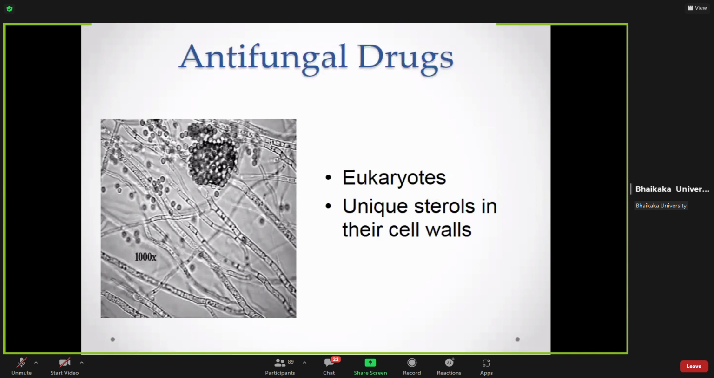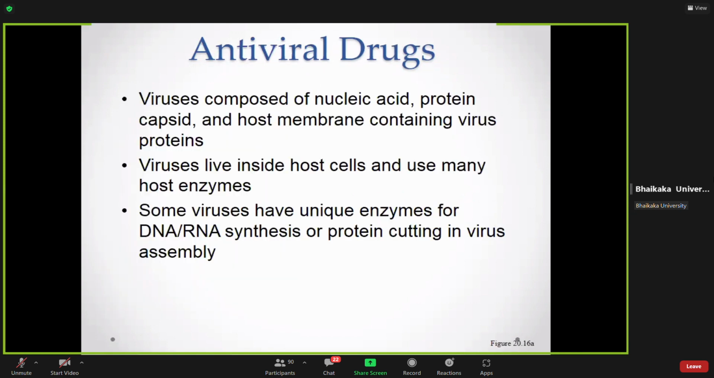Now let us talk about antifungals. Antifungals are the drugs which principally work on eukaryotic cells, because fungi are usually eukaryotes. They have unique sterols in their cell membranes, and we need to use the compounds which are congeners of these sterols, and they prevent the cell wall synthesis. So that is the principal mechanism behind all the antifungals.